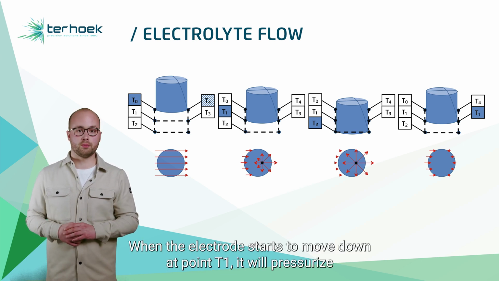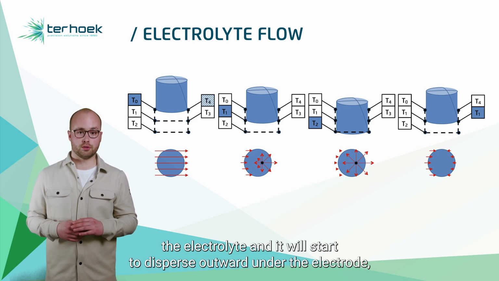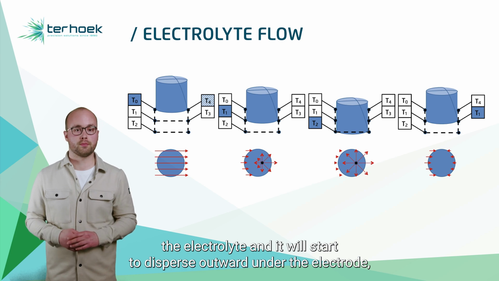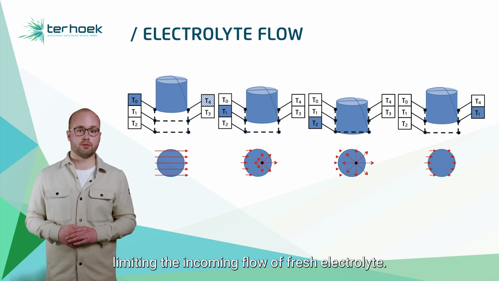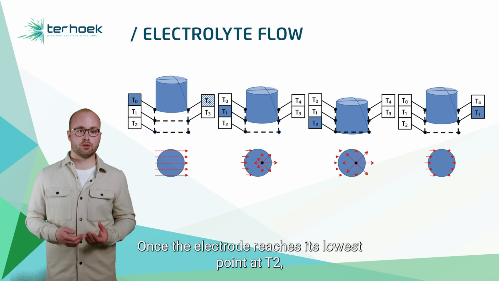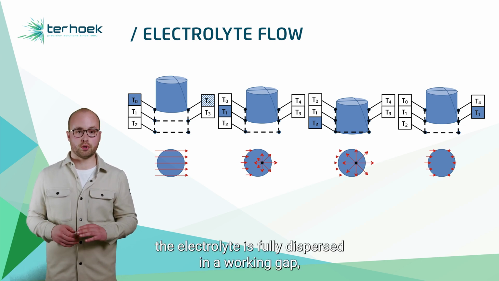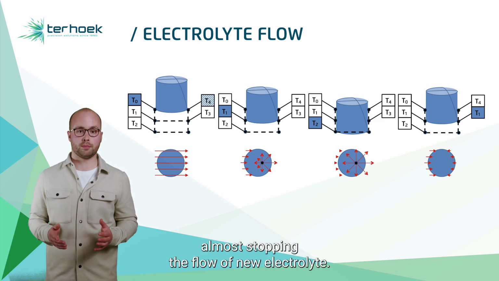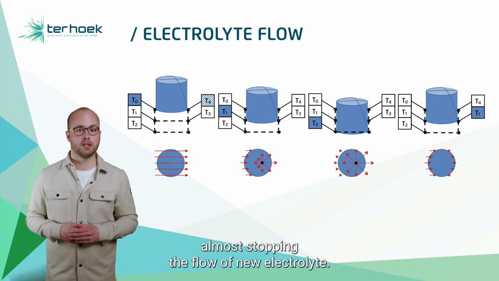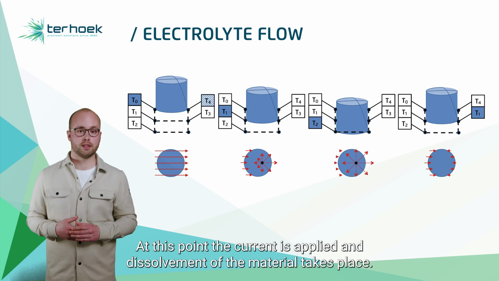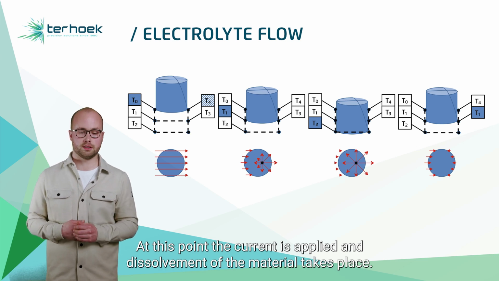When the electrode starts to move down at point T1, it will pressurize the electrolyte and it will start to disperse outward under the electrode, limiting the incoming flow of fresh electrolyte. Once the electrode reaches its lowest point at T2, the electrolyte is fully dispersed in the working gap, almost stopping the flow of new electrolyte. At this point, the current is applied and dissolvement of the material takes place.